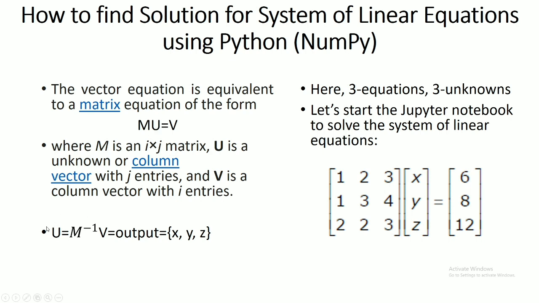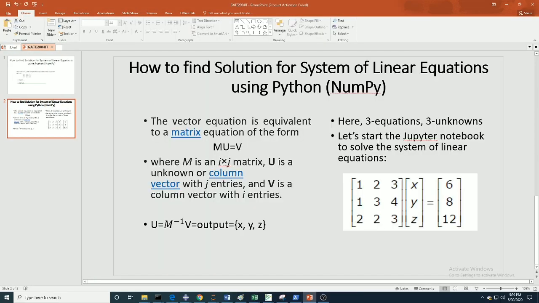The matrix equation of the form MU is equal to V can be written as U is equal to M inverse V. Here in this system of linear equations we have three equations and three unknowns. Now let's start the Jupyter notebook to solve this system of linear equations to find the values of unknowns x, y and z.